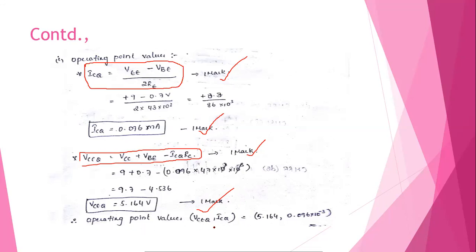Operating point values VCEQ, ICQ is equal to 5.164, 0.096 milliamps.